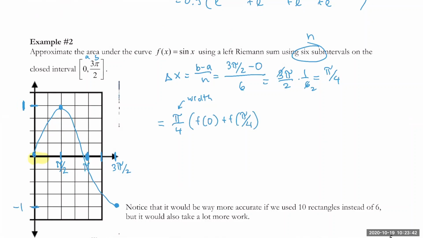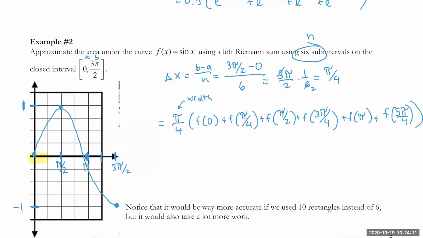So f of pi over 4 plus f of 1 pi over 4, 2 pi over 4 is pi over 2, 3 pi over 4. And I'm supposed to end up with 6 rectangles. So I know I keep just counting up by pi's over 4 until I have 6. And right now I have 1, 2, 3, 4, 5. That's 4 pi over 4. So the next one would be 5 pi over 4.